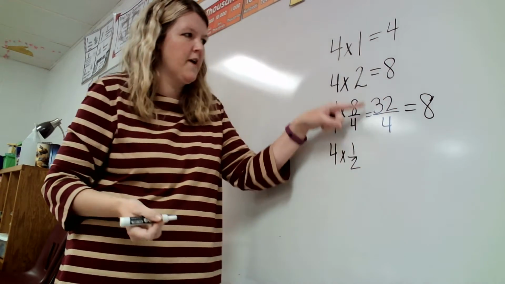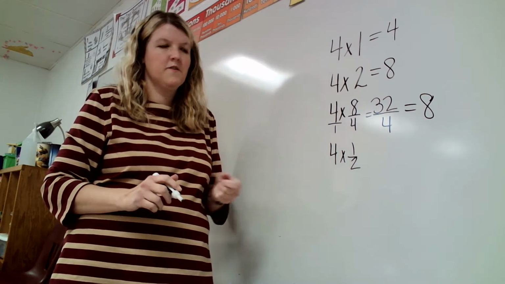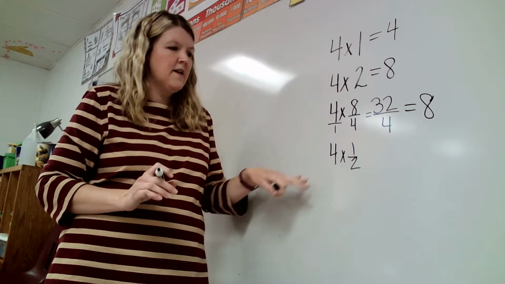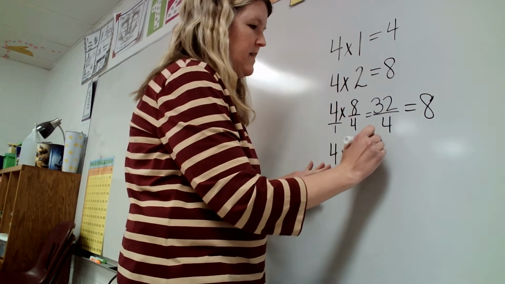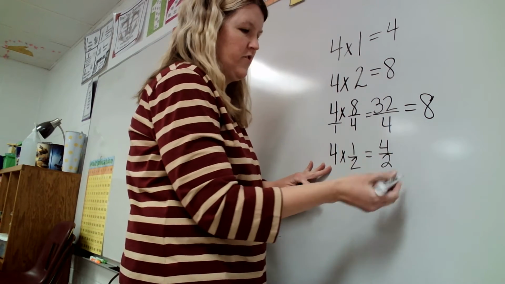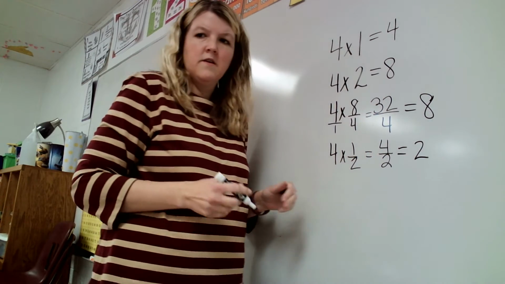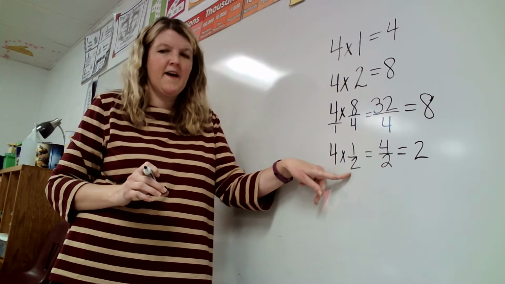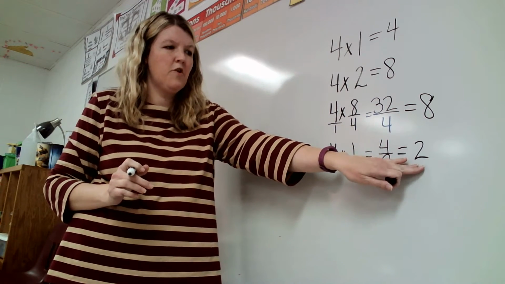So these two are actually equal because 8/4 would be the same thing as 2. So I also could have changed it to 2 before I multiplied. And then 4 times a half, that's going to give me 4/2, which I know that 4 divided by 2 equals 2. So notice what happened when we multiplied by half. Our number actually got smaller.